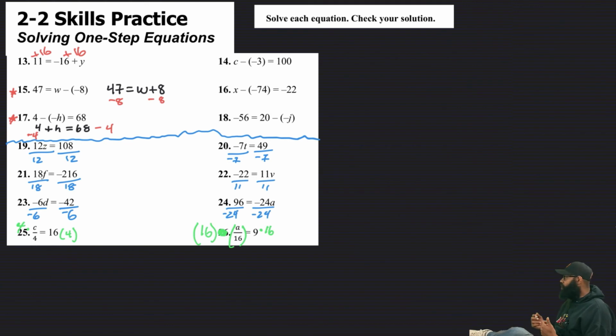So I literally tell my students that when you see a 1-step and a variable is being divided by a number, then what's the opposite of dividing? Multiplying. And there's only 2 numbers there. So multiply those 2 numbers and you get your answer. So in 25, when you multiply 16 times 4, you get an answer. And number 26, when you're multiplying 9 times 16, you get an answer.